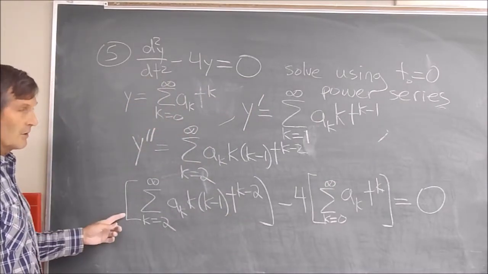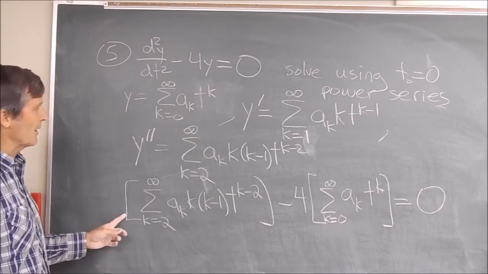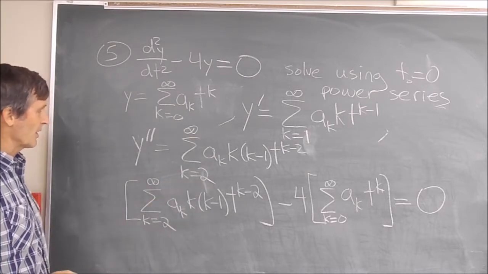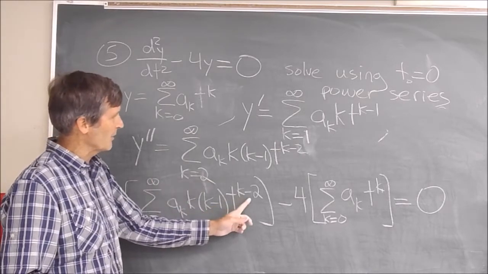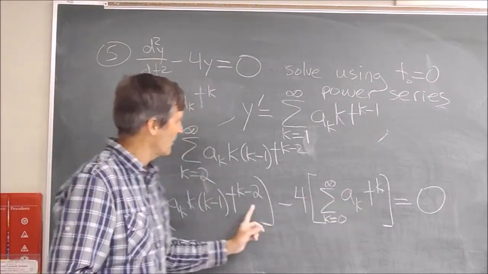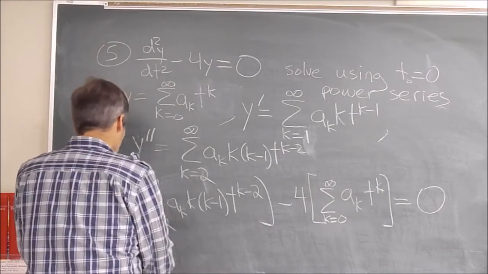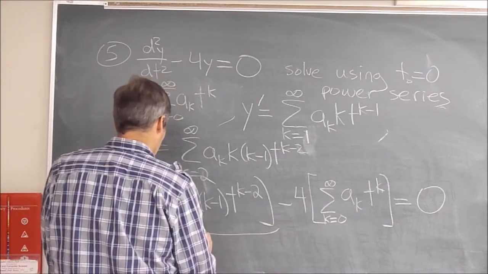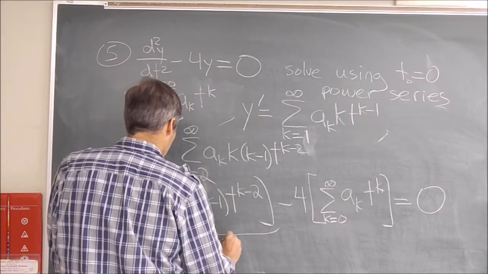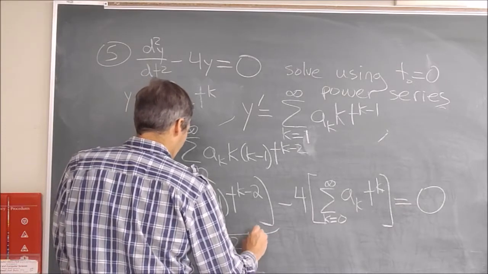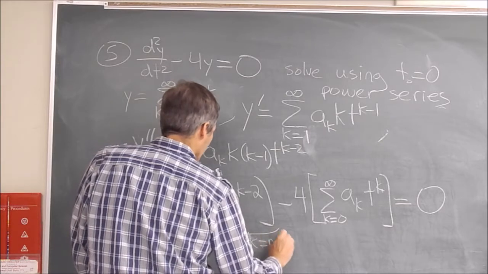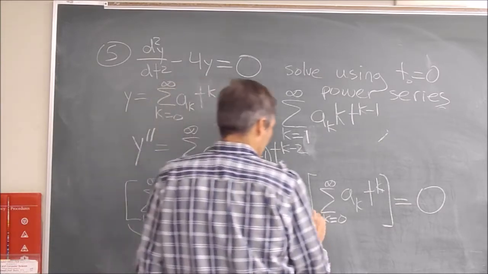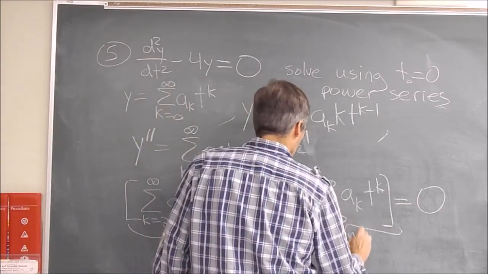And now, in order to solve for the coefficients, we're going to have to try and combine these series. To combine the series, we need them to run over the same indices and with the same power of t. Well, this one has t to the k, and this one has t to the k minus 2. So I'm going to make a substitution here. I'm going to let n equal k minus 2, so that k equals n plus 2. And in this one, I'm just going to let n equal k.